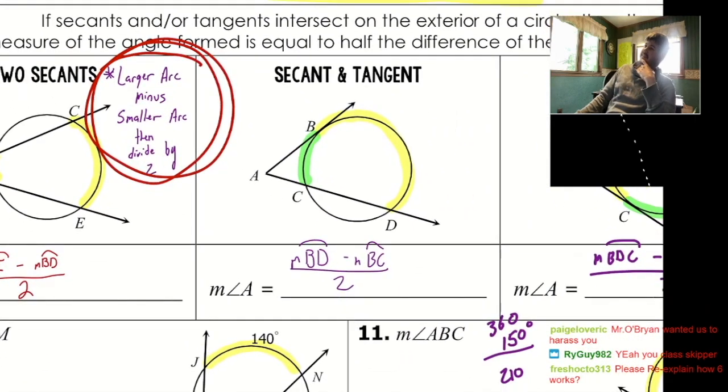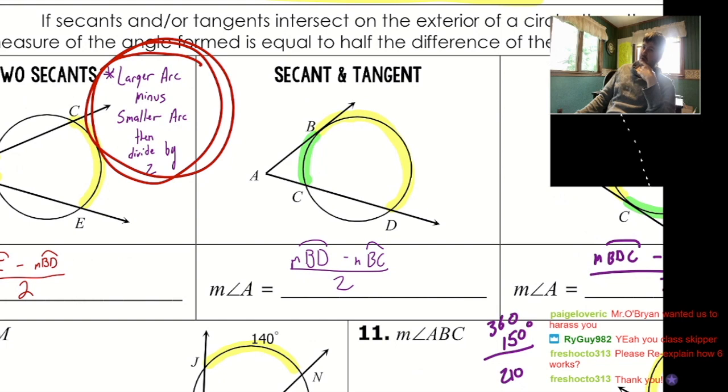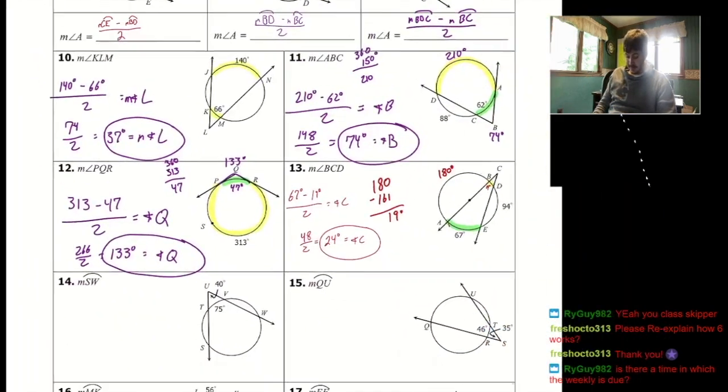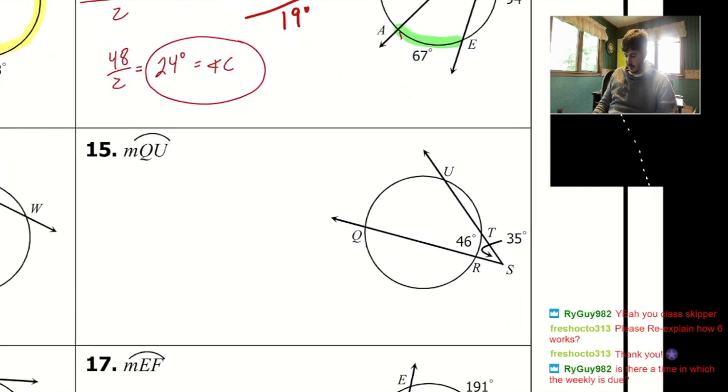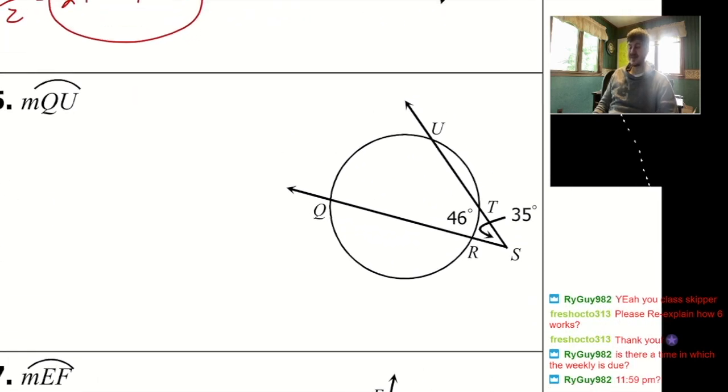Jumping back into this, we are going to do just that for all of these. Big arc minus little arc, divide by 2. We might have to go through some loopholes, figure out certain angles and whatnot. Maybe work backwards, something like that. We will see. So I'm going to actually jump right to number 15 because it's a little bit different than anything we've done before.